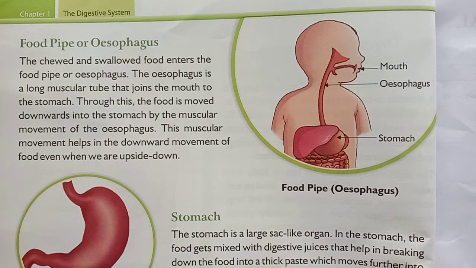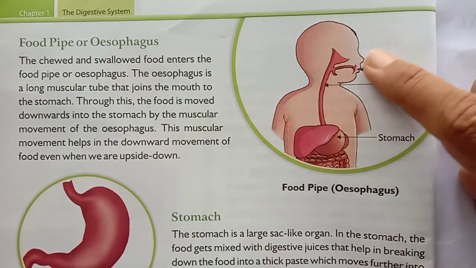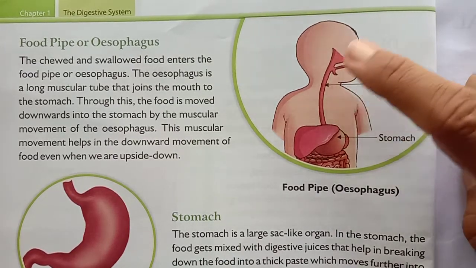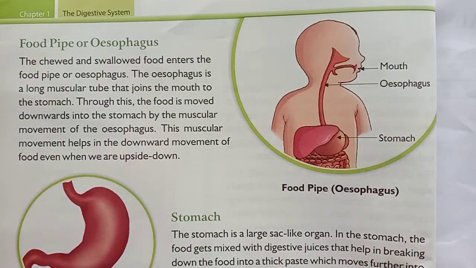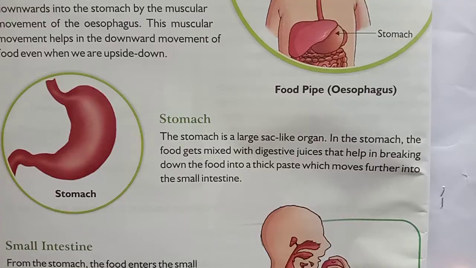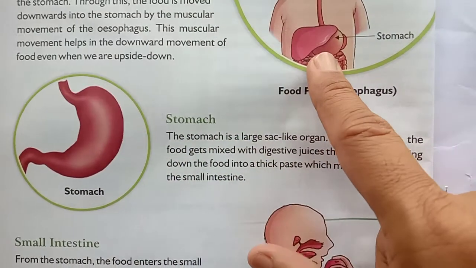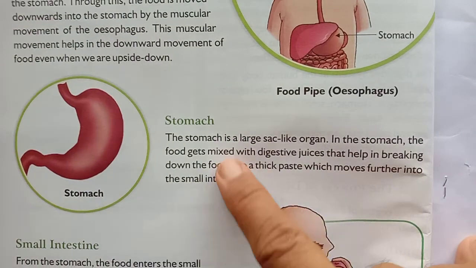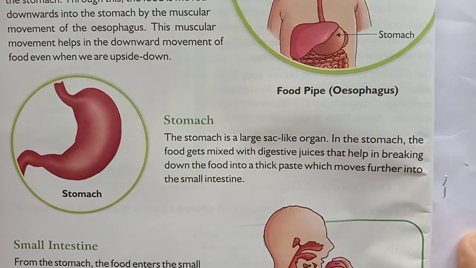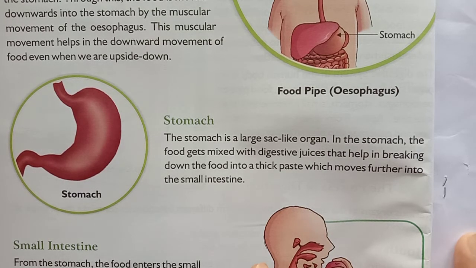Now let us see, after the food goes from the mouth through the esophagus, where it goes next. It will reach the stomach, so let us study about the stomach. You can see here, this is the stomach, and the food reaches the stomach. What is the stomach? The stomach is a large sac-like organ.